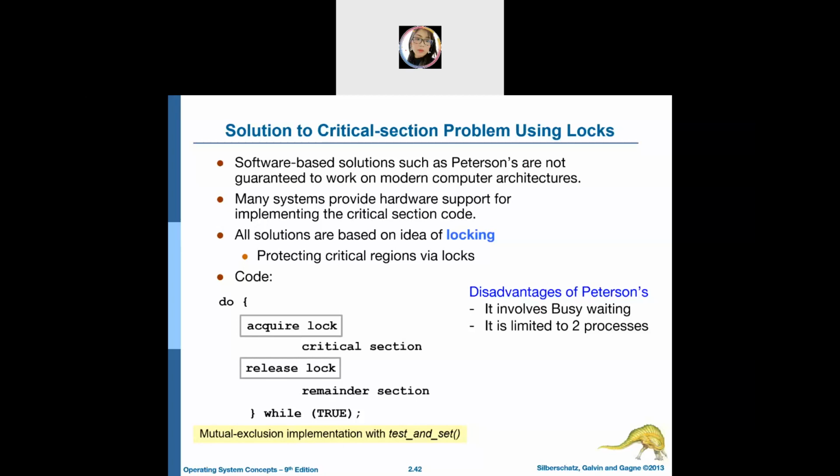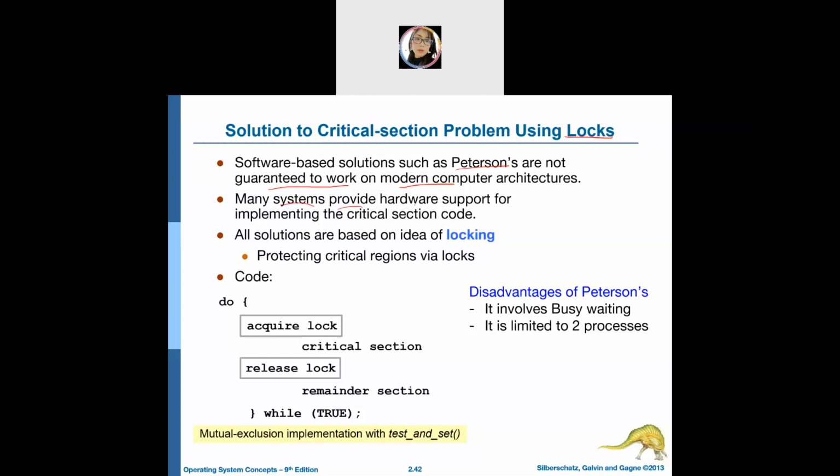Next, let's look at solutions still under the critical section, where we try to solve the problem using locks. So you have another solution, which is using locks. Software-based solutions, for example Peterson's, are not guaranteed to work on modern computer architectures. Although we already learned Peterson, sometimes it cannot solve our problem. So there is another solution that you can use, which is using locks.